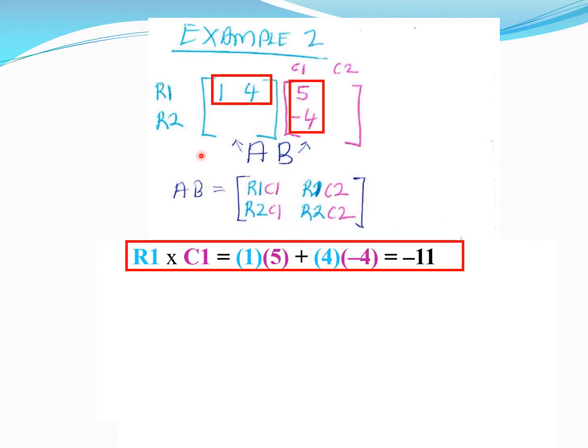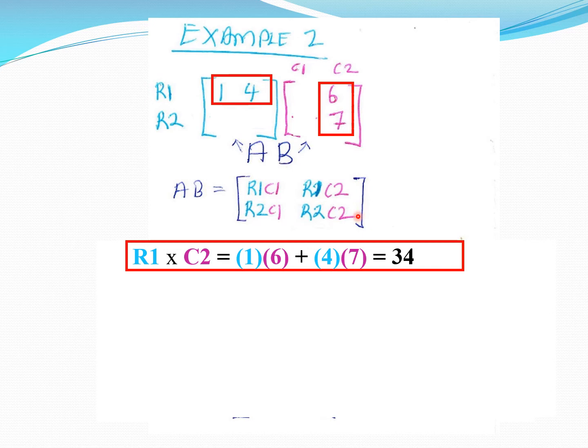So again, I've taken away row 2 and column 2 for the moment. Let's just concentrate on the row that we're multiplying by the column. So row 1 by column 1. First number in each, multiply them. Second number in each, multiply them, and then add them up. So row 1, column 1: 1 by 5 plus 4 by minus 4 gives us minus 11. We had those numbers already.